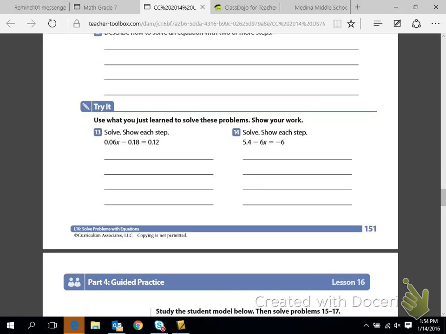Next, we want to try it again and solve some equations. We're told to use what you've just learned to solve these problems and show your work. First, in number 13, we have solve 0.06x minus 0.18 equals 0.12, or 6/100ths x minus 18/100ths equals 12/100ths. We first need to remove the constant, and we'll do that by adding 18/100ths. Again, we use inverse operations.